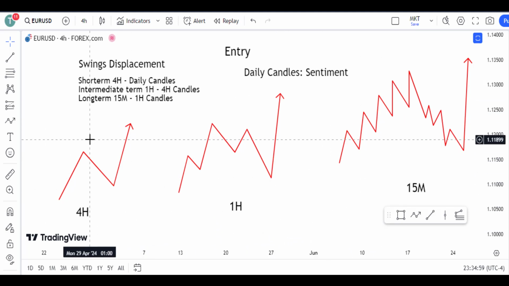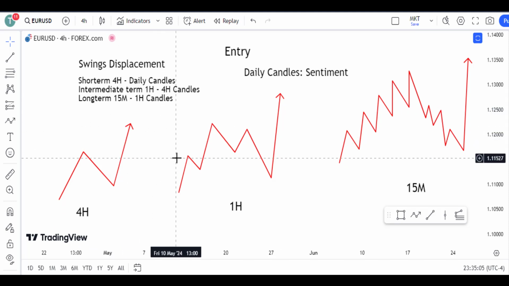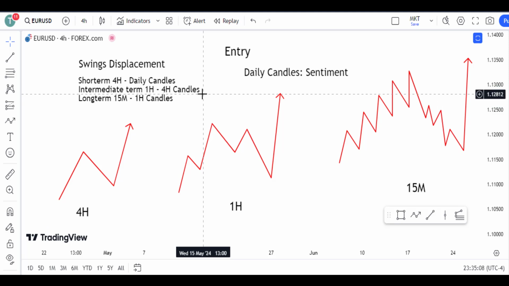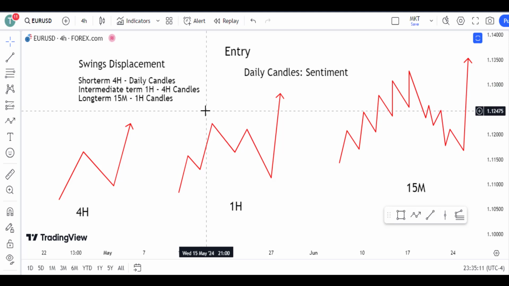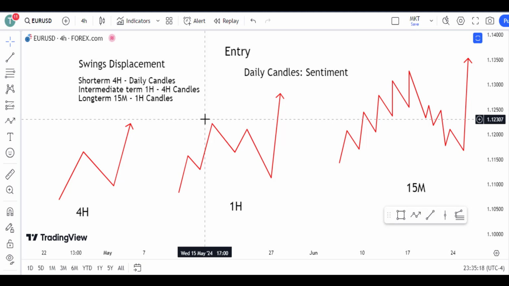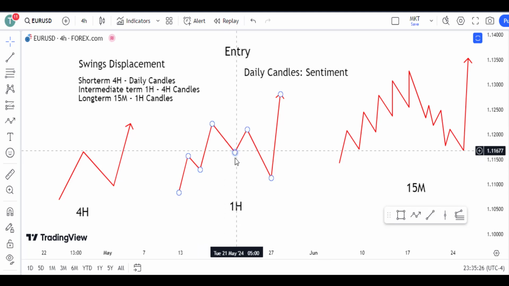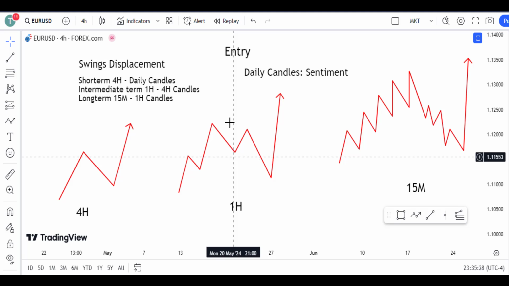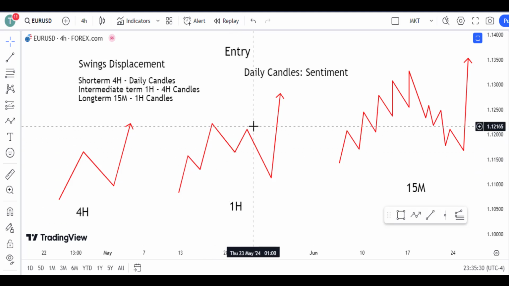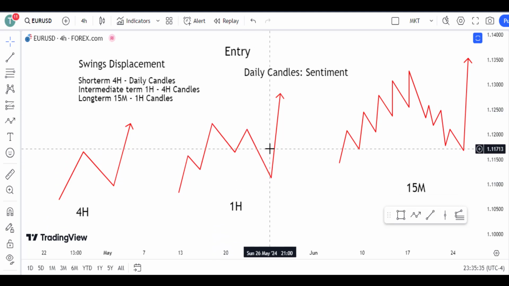So first of all, what is swing displacement? Most people don't really know what swing displacement is. A swing displacement is a simple term for a short-term swing in the market that moves from high to low or from low to high in the market. This is what is called market structure, breaking of the previous high and breaking of the previous low. So you understand what I'm saying?